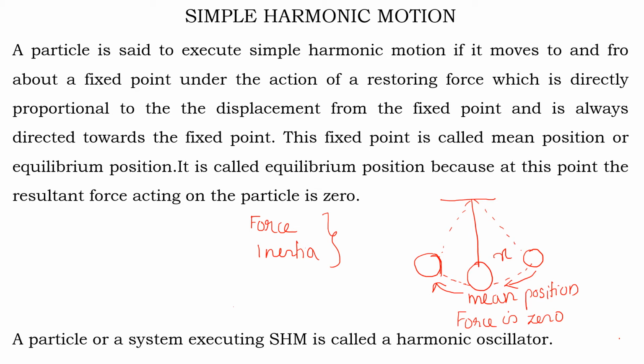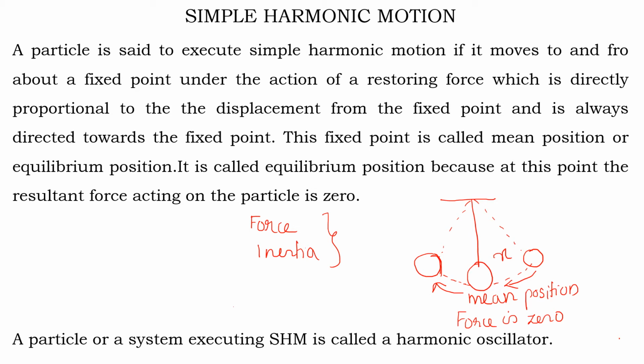Because of this force, the body has a tendency to come to the mean position. When it comes to the mean position, again the property of inertia tends the body to the other extreme position. Thus both the force and inertia play an important role in an oscillatory motion.